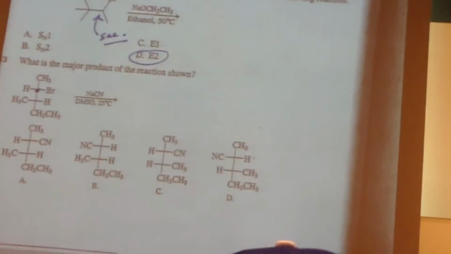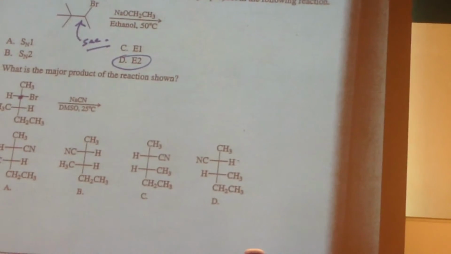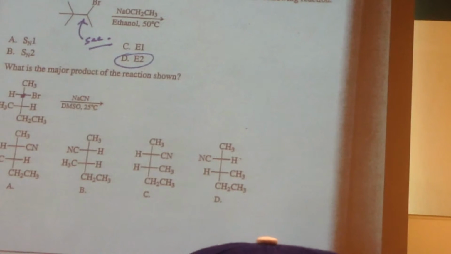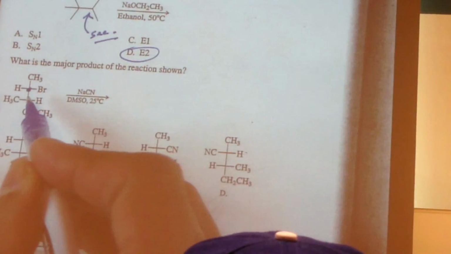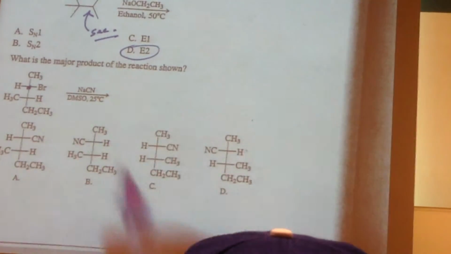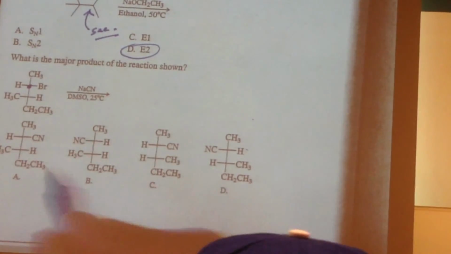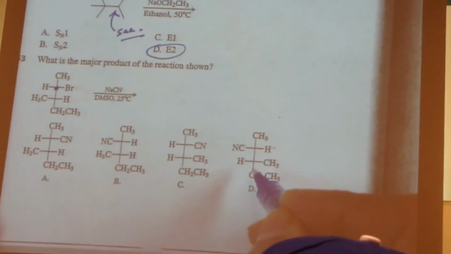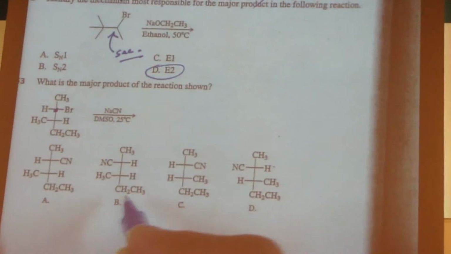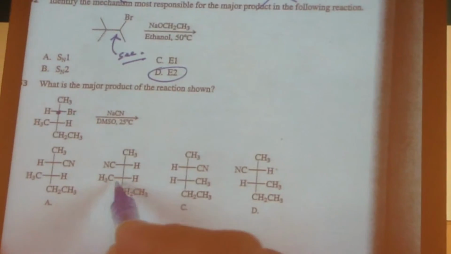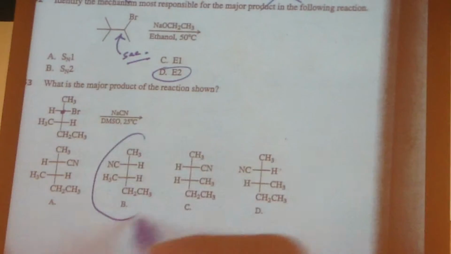So what we expect to see is inversion of configuration at that carbon, not the other one. So the cyanide will attack from this side and displace the bromine. So we are looking for cyanide on that side. This is one of them. But here, they also switched this one. That's not going to work. So B is the answer, where this is retained and this is inverted.